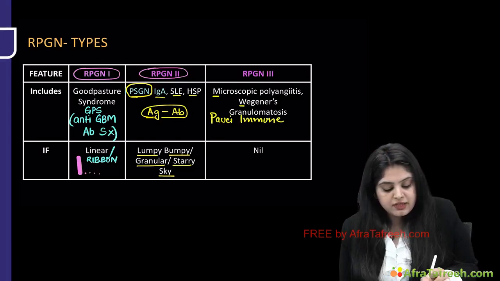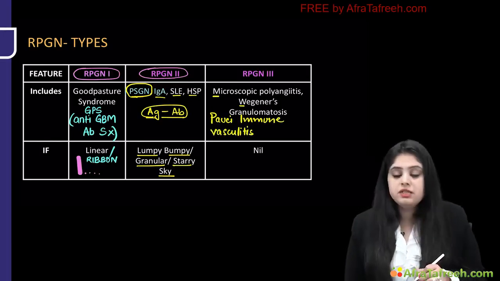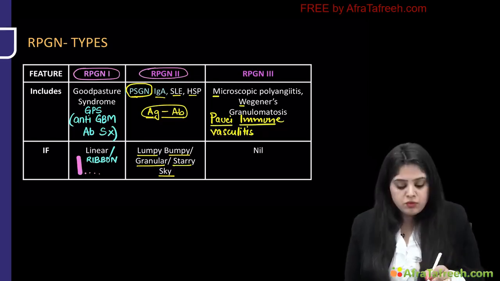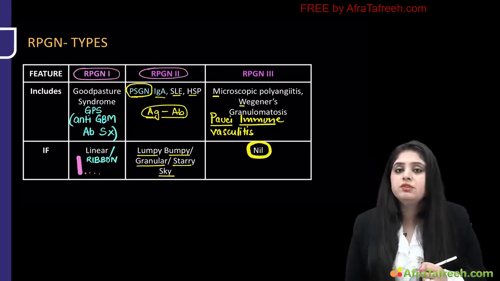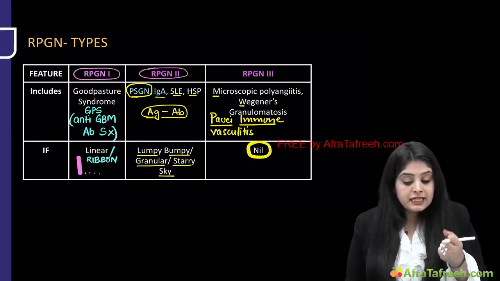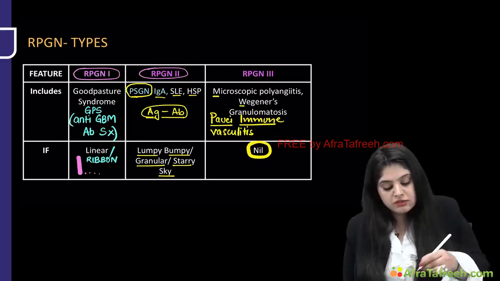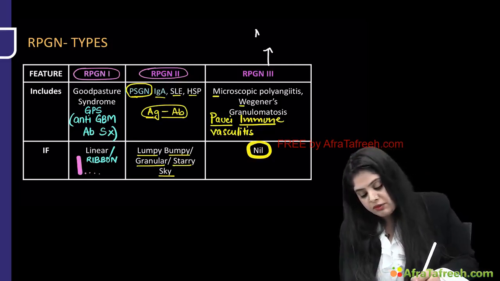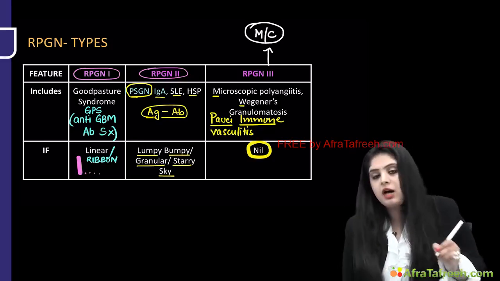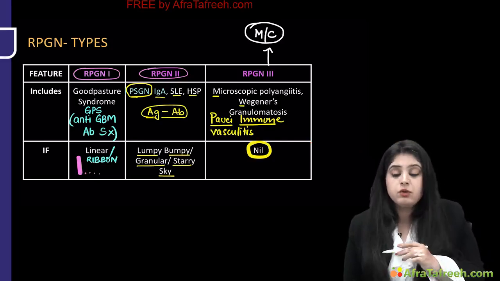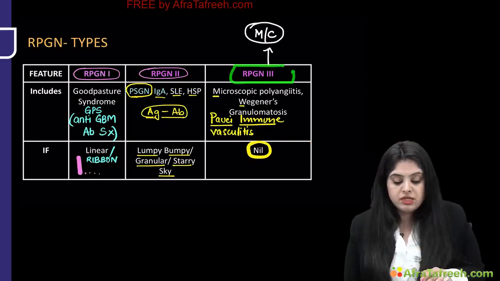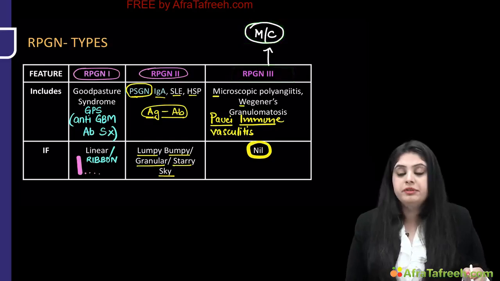Pauci-immune vasculitis. The word pauci is telling you whether there is going to be any immunofluorescence, any kind of immune deposition. No, pauci means less. There is no immune deposition. And do you know, this RPGN happens to be the most common RPGN that we have. So there is a question like this also, that RPGN type 3 is the most common.